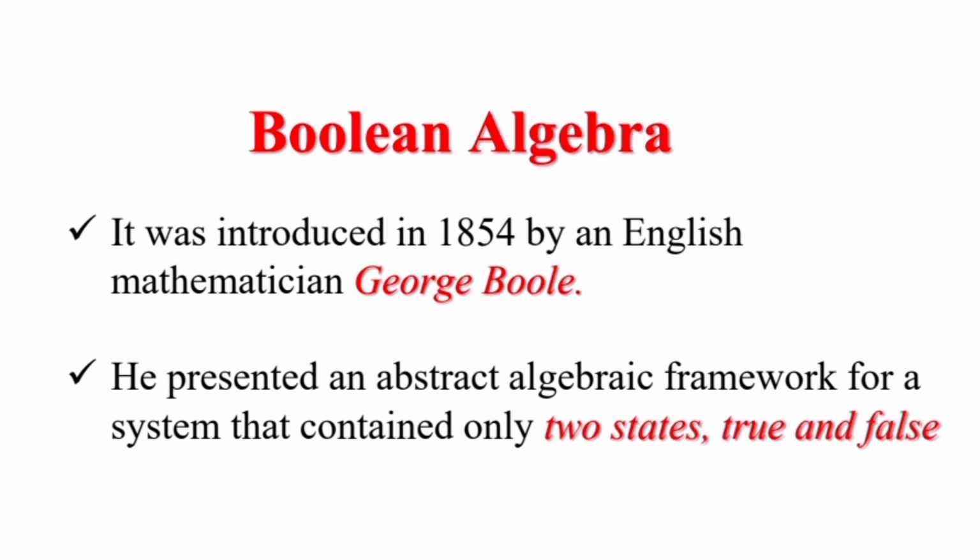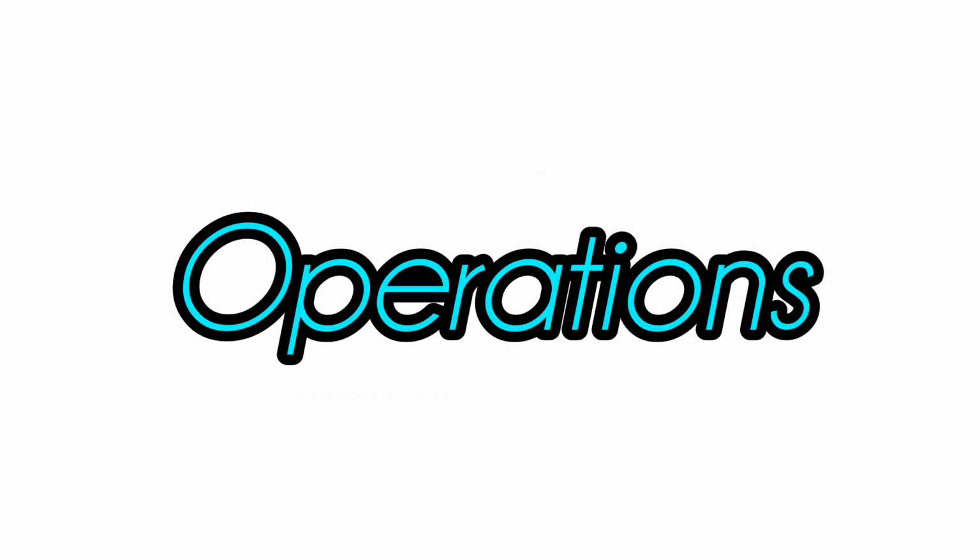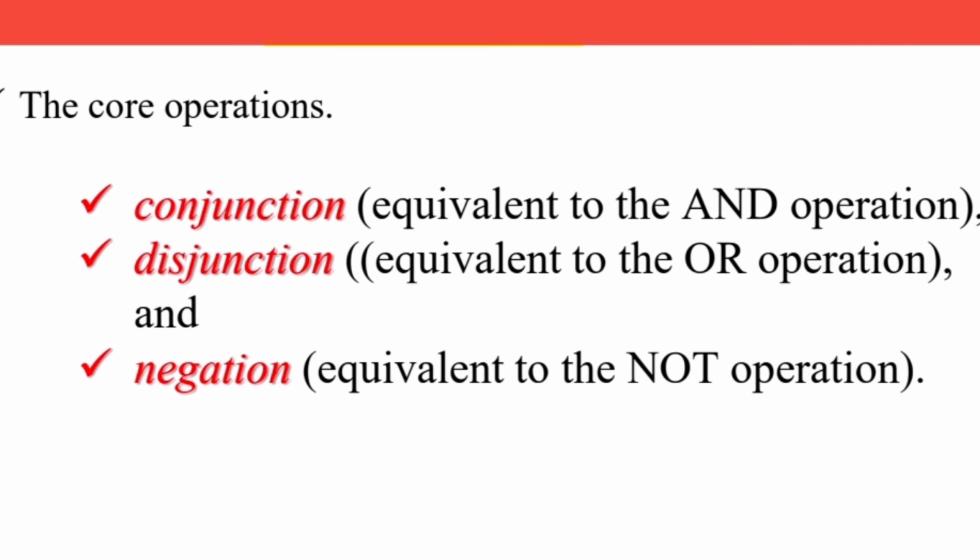Boolean algebra was introduced in 1854 by an English mathematician, George Boole, and he presented an abstract framework for a system that contained only two states, that is true and false. As you may know, in the binary system we have ones and zeros, that is true and false. Now the important operations in Boolean algebra. The core operations are conjunction, disjunction, and negation. Conjunction is equivalent to the AND operation. Disjunction is equivalent to the OR operation, and negation refers to the NOT operation.